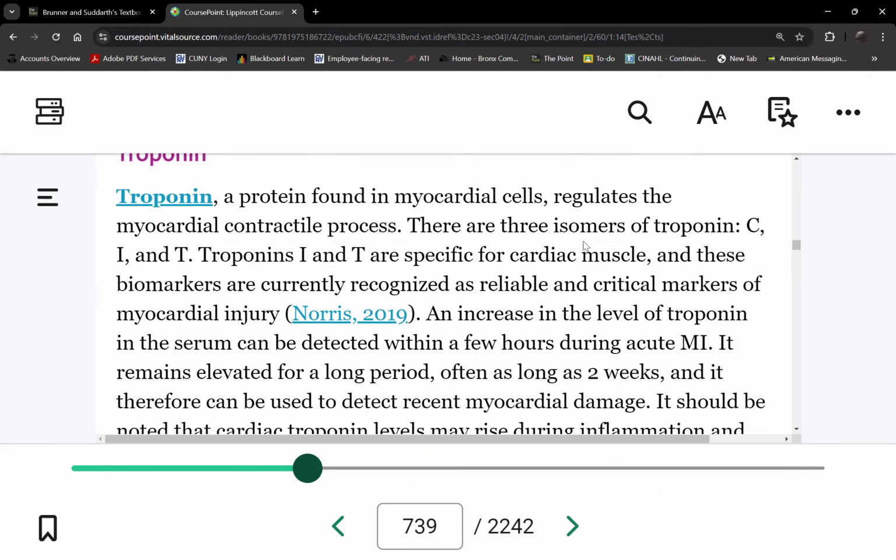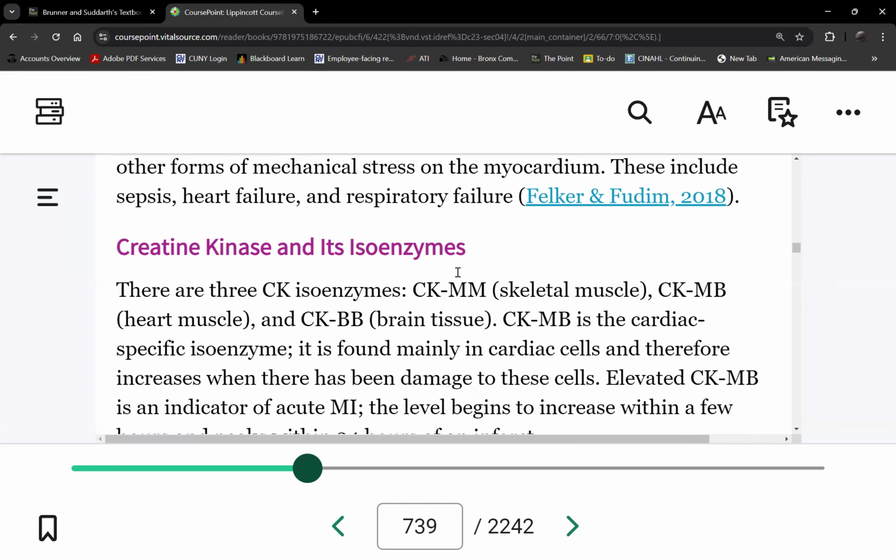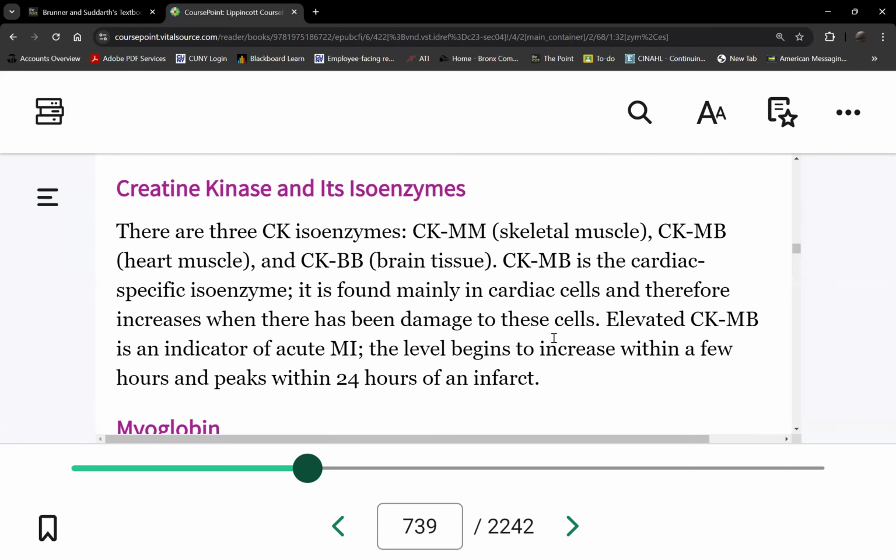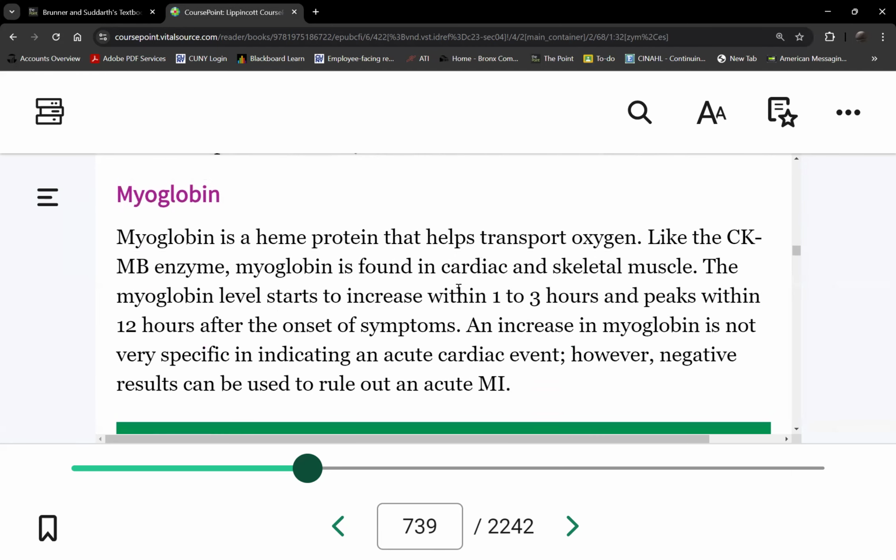So protein, I already described. Okay, so there's troponin C, I, and T. Between the three, it's really T and I that are specific, okay, to cardiac muscle. CKMB, I already described. Myoglobin is again not very specific.